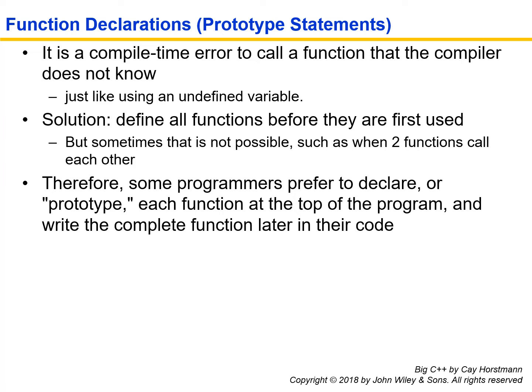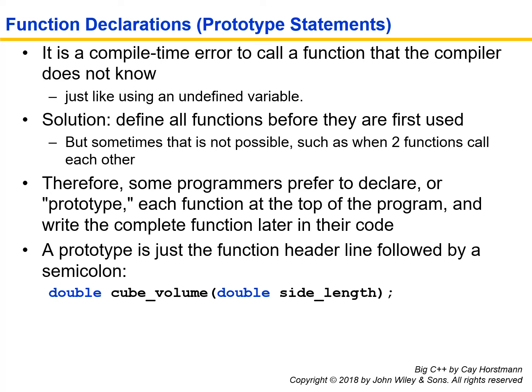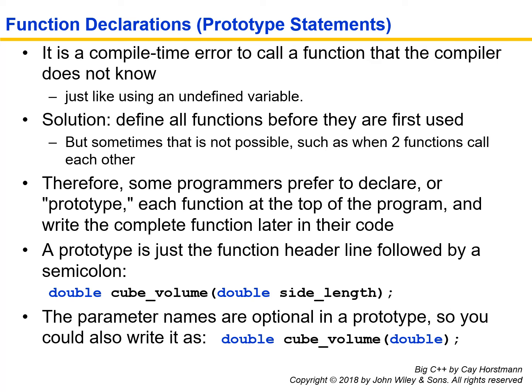So some programmers prefer to prototype or declare each function at the top of their program and then write the complete function at the bottom of their program. A prototype in C++ is just the function header line followed by a semicolon. You can even simplify it beyond that because the parameter names are optional in a prototype. So you could write it as double cube volume double. I don't like that style because I want to see in my prototypes what the meaning of each of those parameters is going to be.